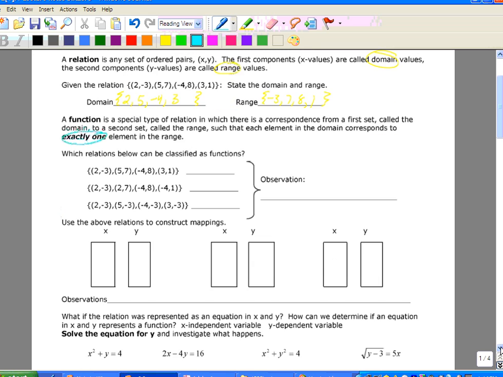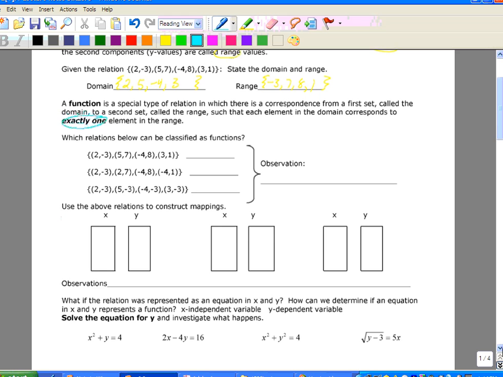So let's see if we can classify these three relations as being a function or not based on that definition. What we're looking for is one x corresponding to exactly one y value. And if we look here in this first relation, the x of 2 corresponds to one value, -3. X value of 5 corresponds to one value, 7. X value of -4 corresponds to one value of 8, and so on. So yeah, the x's correspond to exactly one y.